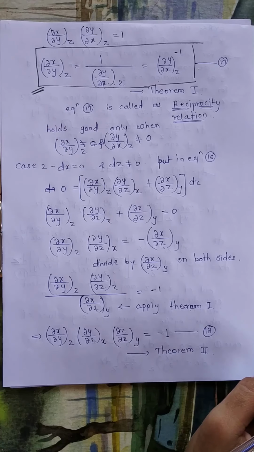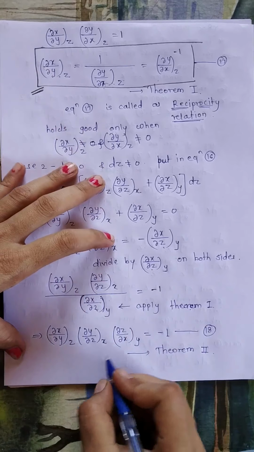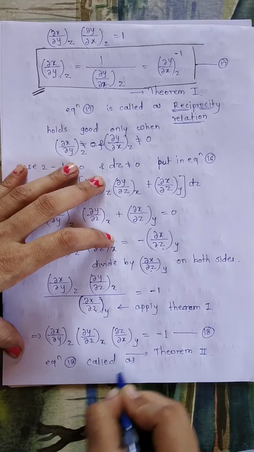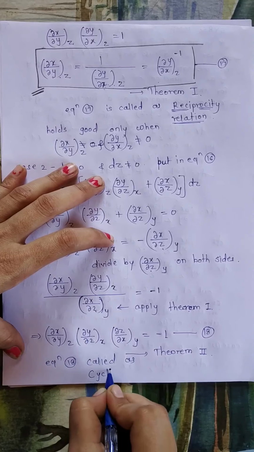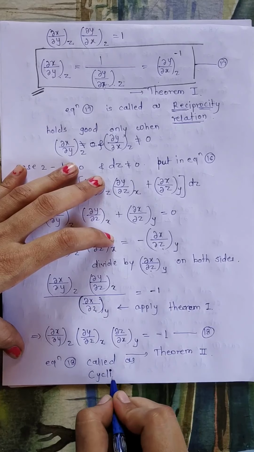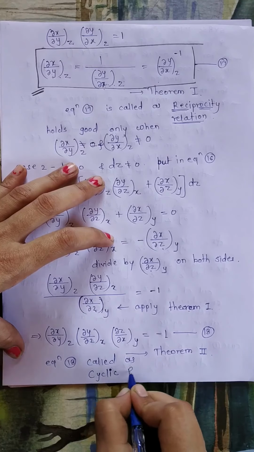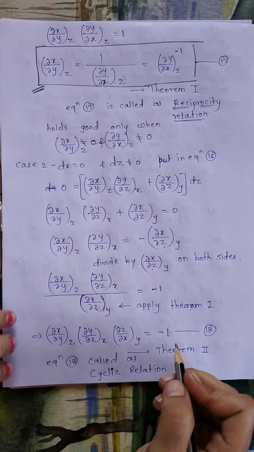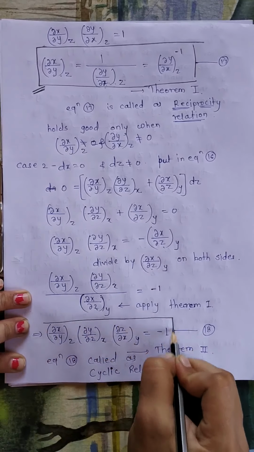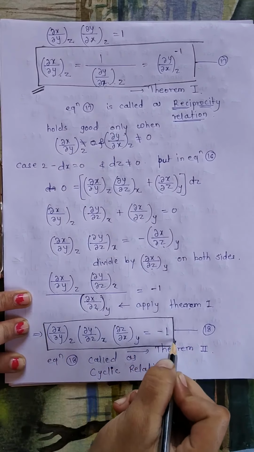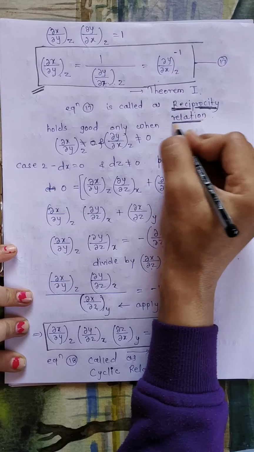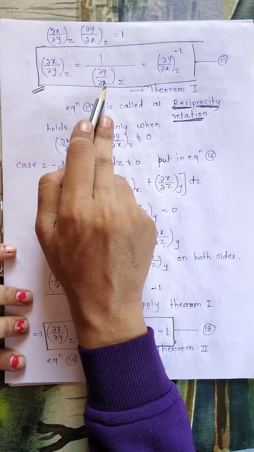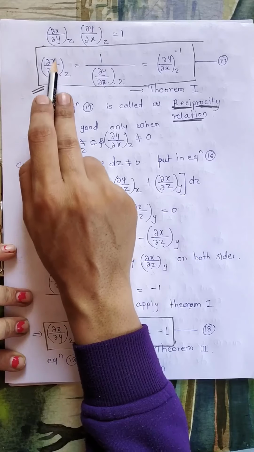Why is it called a cyclic relation? Let me write its name. Equation 18 is known as cyclic relation. So we got two relations. The first relation is named theorem 1, which is known as the reciprocity relation. Why reciprocity? ∂x/∂y is written as 1 upon ∂y/∂x, meaning we can take the reciprocal of these two terms.